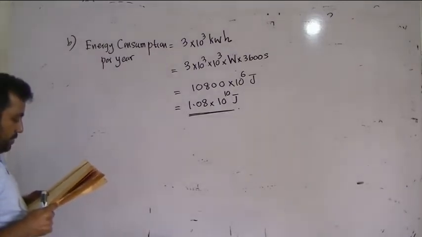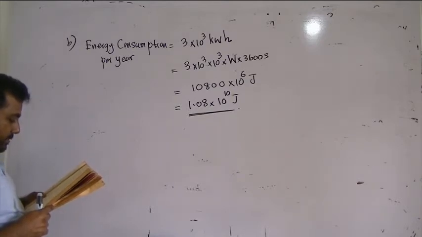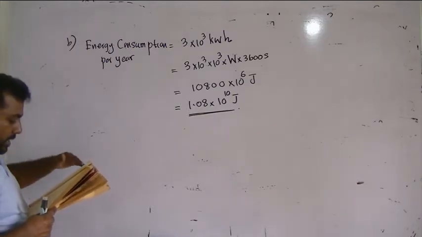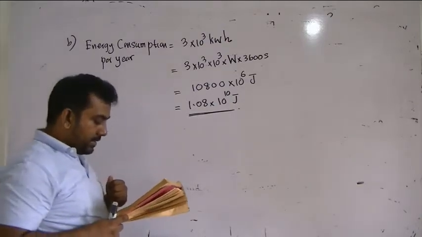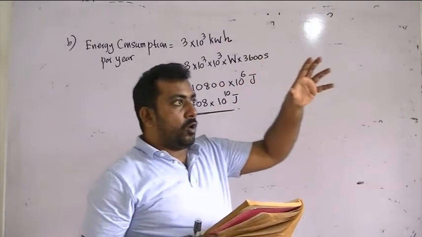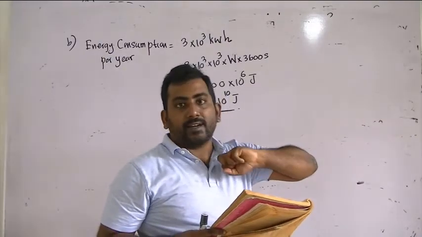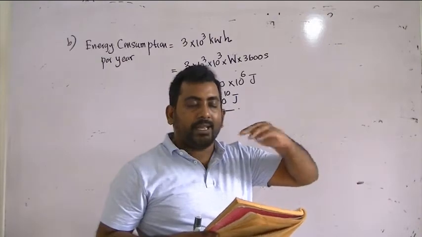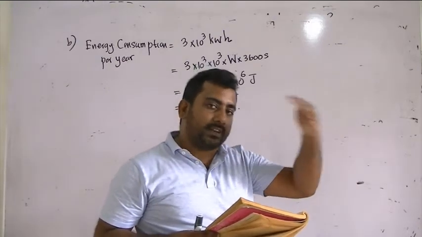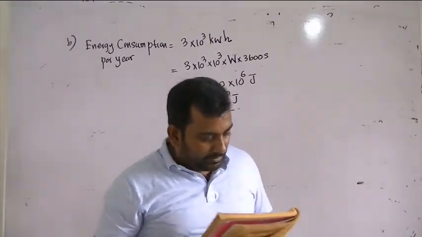Calculate the minimum mass of water needed per year to generate the above amount of electricity if water falls from a height of 200 meters. Clearly state the assumptions. We have assumed that all the gravitational potential energy, GPE, converts into electricity.